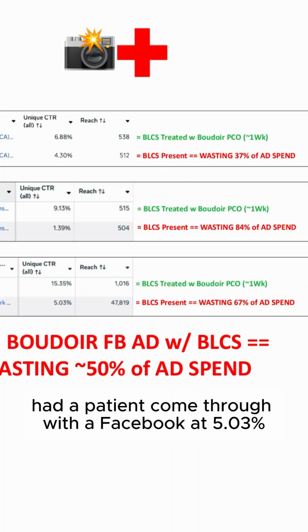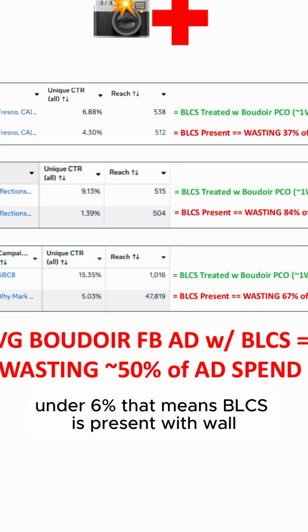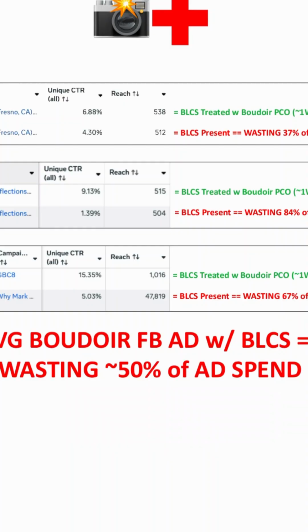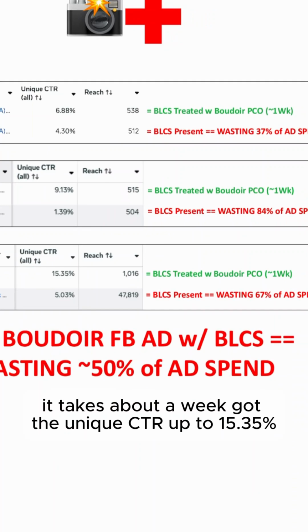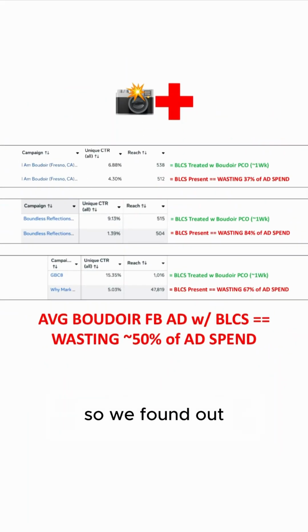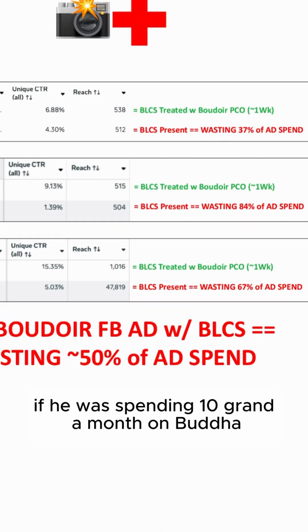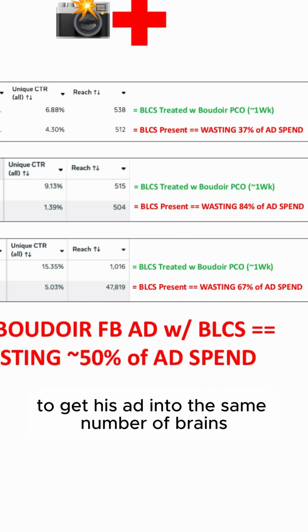Finally had a patient come through, Boudoir Facebook ad at 5.03%, under 6%. That means BLCS is present, Boudoir low click syndrome. And we did the Boudoir Pico treatment on it. It takes about a week. Got the unique CTR up to 15.35%. So we found out the original Boudoir Facebook ad was wasting 67% of ad spend. So if he was spending 10 grand a month on Boudoir Facebook ads, now he only has to spend $3,300 a month with the Boudoir Pico treated ad to get his ad into the same number of brains.